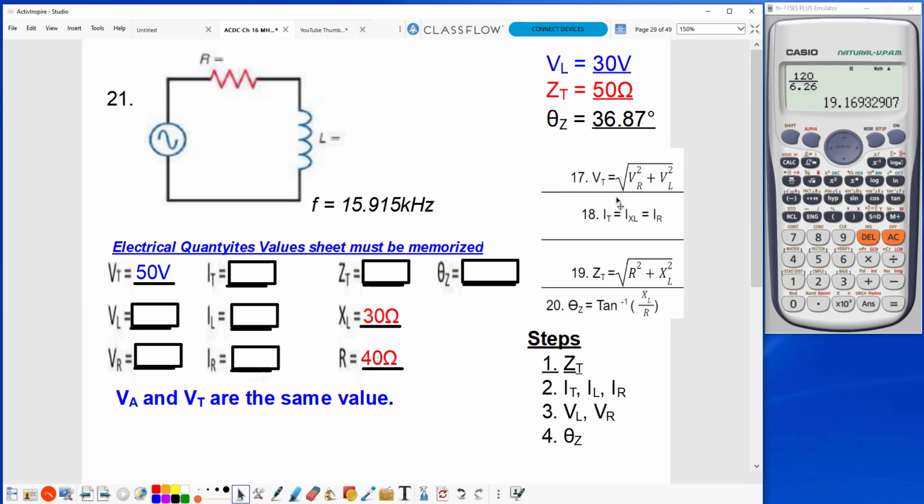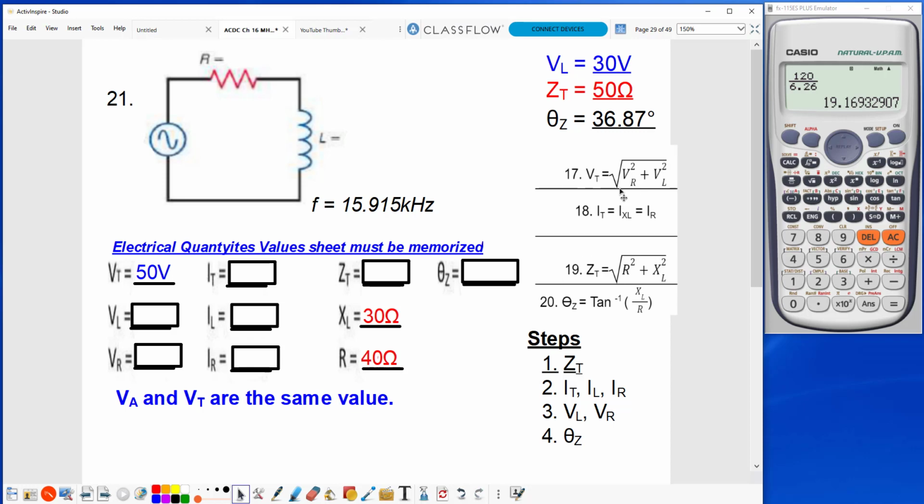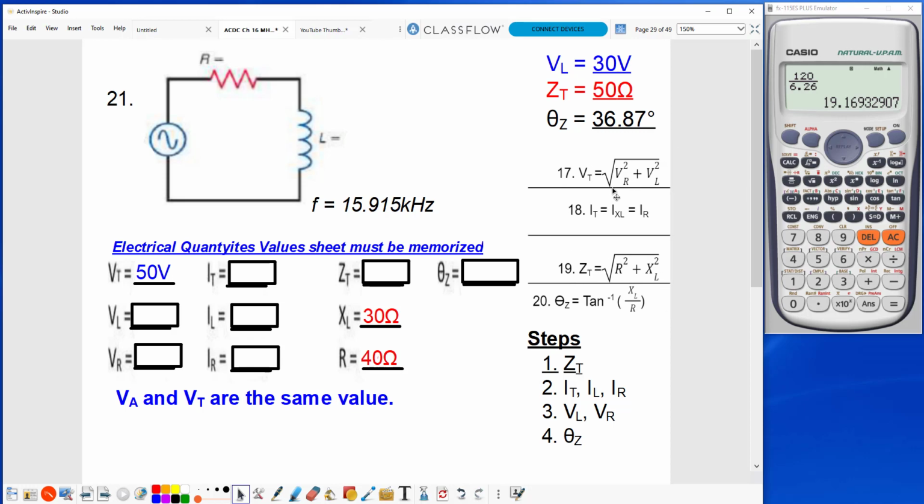You see here that I've clipped the formulas that we will need from the formula sheet and put them on our page. So let's begin with our calculations. We see that our steps tell us that the first thing that we're going to calculate is ZT.